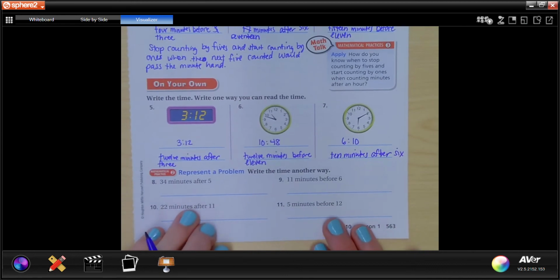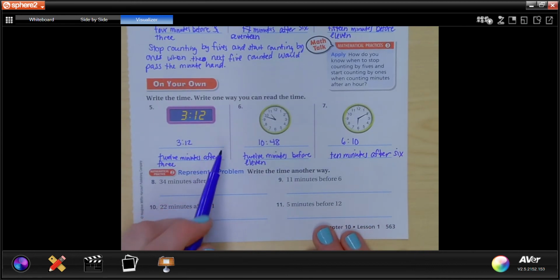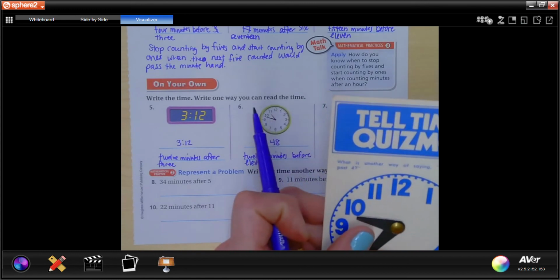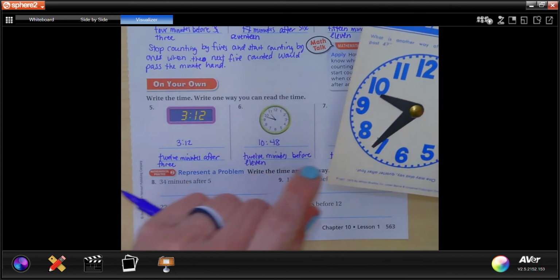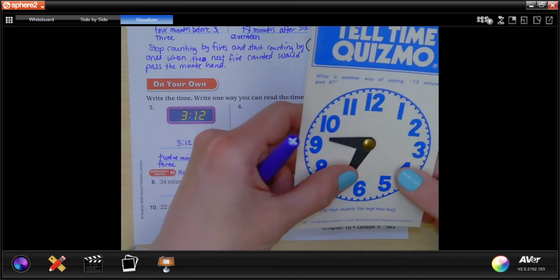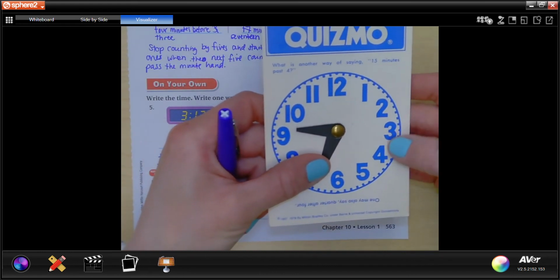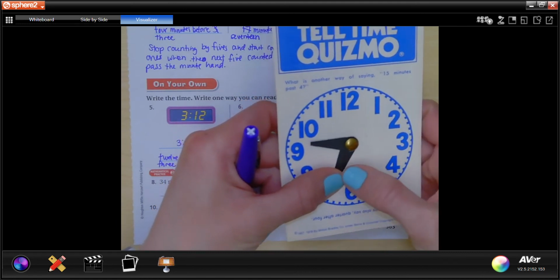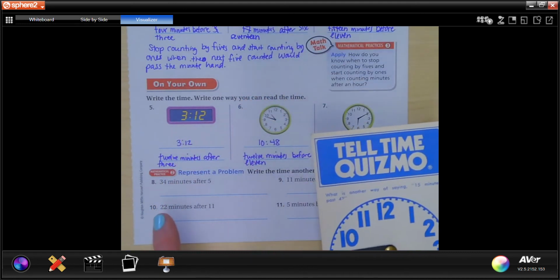Awesome. All right. Represent a problem. Write the time another way. If you have a clock at home and you want to pause and get it, you can. Otherwise, you can follow along with me. So if we have 34 minutes, 5, 10, 15, 20, 25, 30, 31, 32, 33, 34 minutes after 5.